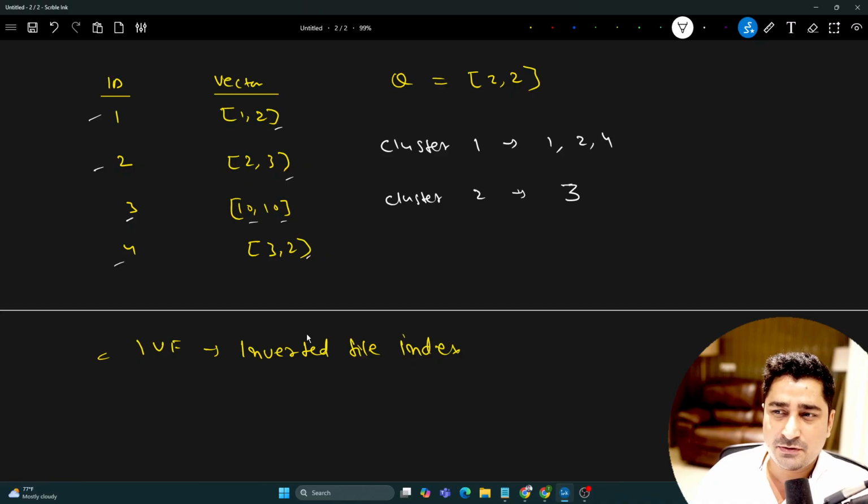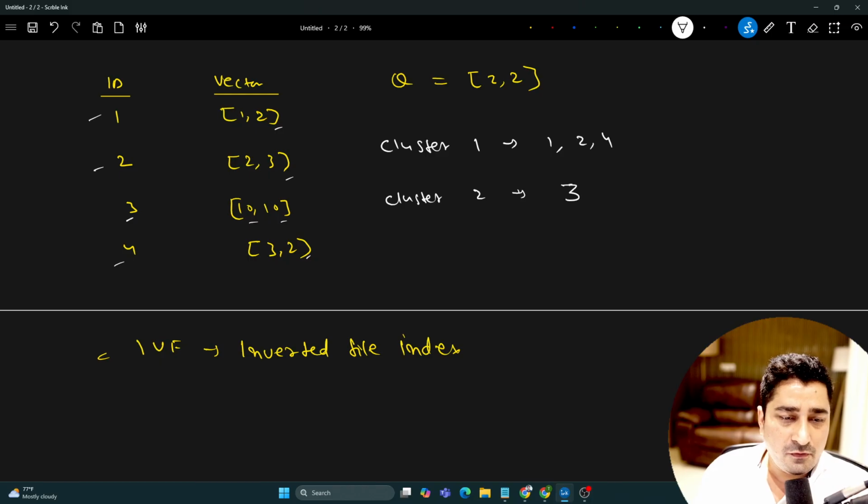Why am I dividing? I'll try to make a conclusion at the end of this lecture. But yes, I have divided this data into 2 clusters. We can do this with the help of inverted file indexing. So we are just dividing this data into 2 clusters.